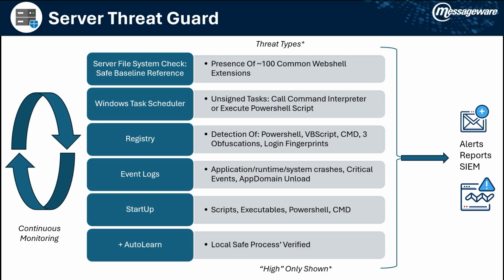In addition to all that, we have a function called AutoLearn, which learns about certain processes and services running on your network that can be added to the safe list, processes that may have otherwise been flagged as an unsigned task, or as execution of PowerShell commands, and so on. So if you have these things running in your environment, STG will learn about them. Typically during the first week of operation, AutoLearn identifies local processes that should be marked safe, so that they are not continually flagged as problems.